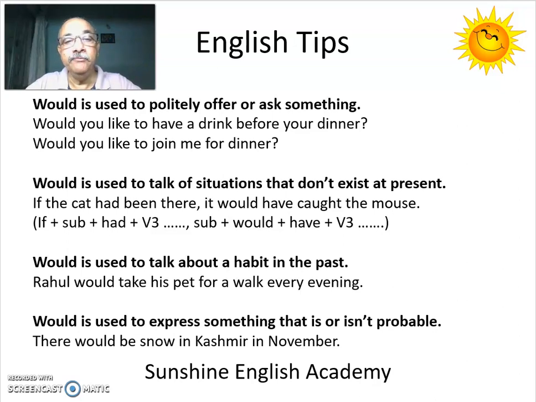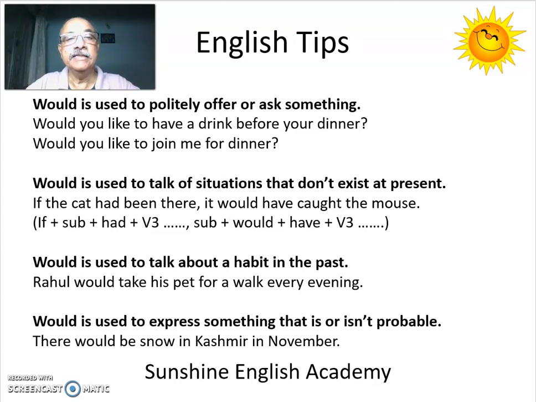And here again, we use would in the result clause. This is also a condition. If the cat had been there is a condition, and the result of that condition would have been, okay, because this actually did not happen. So I'm saying would have been, it would have caught the mouse.